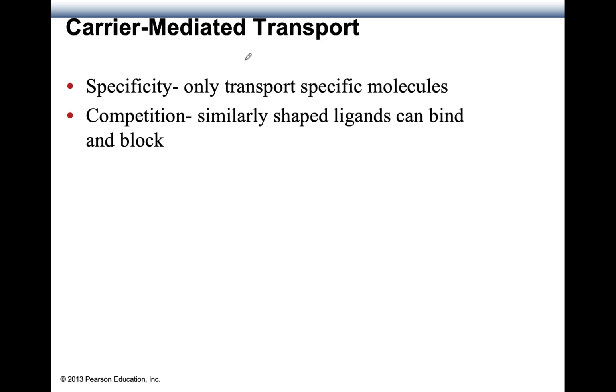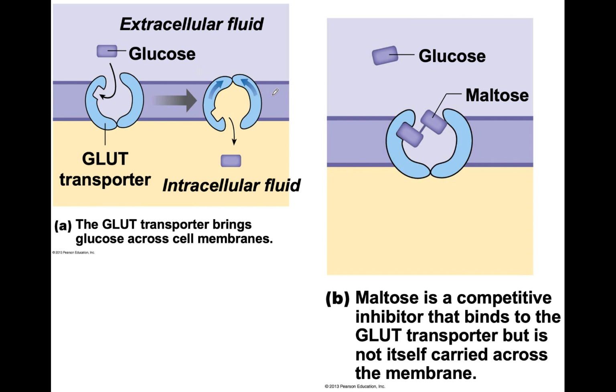Now, we have something called carrier-mediated transport. Carrier-mediated transport is very specific to specific solutes, and there can be competition for binding sites. What do I mean by this? Specificity is like something in this illustration. You have something called a GLUT transporter. This is called the glucose transporter. What is the only thing this guy can transport? Glucose. Very specific. So glucose binds in and it's able to be moved across a membrane.